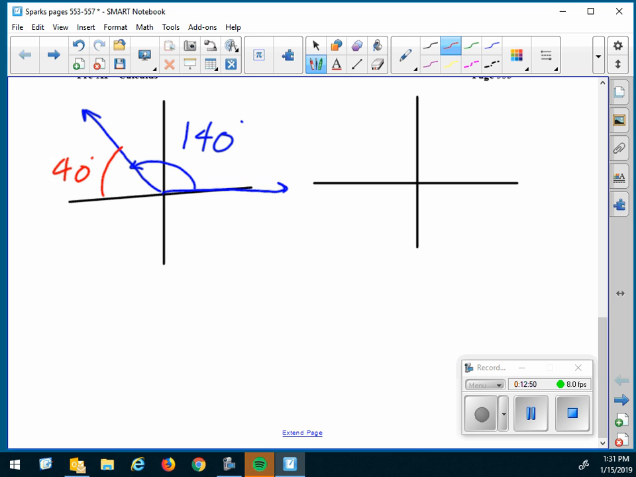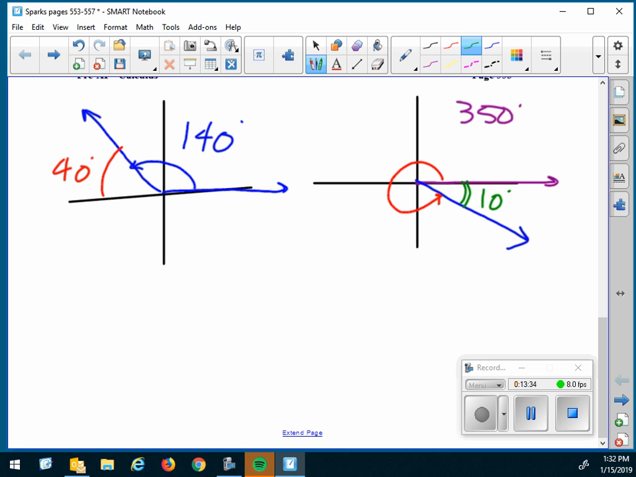If it's on the y-axis, it does not have a reference angle. I'll do one like that in just a second. What about this? And that angle is 350 degrees. What quadrant is my reference angle in? Quadrant 4. What is the measure of that reference angle? 10 degrees. 360 minus 350. You get the idea of a reference angle?